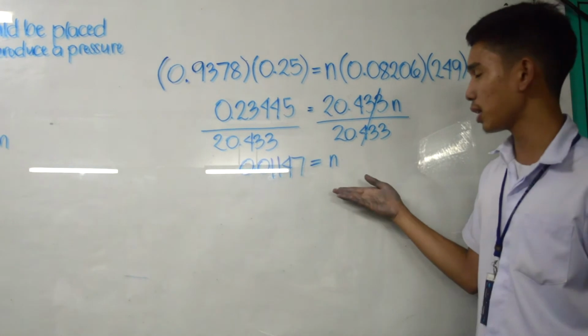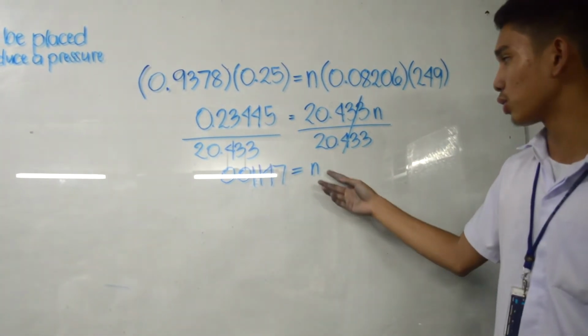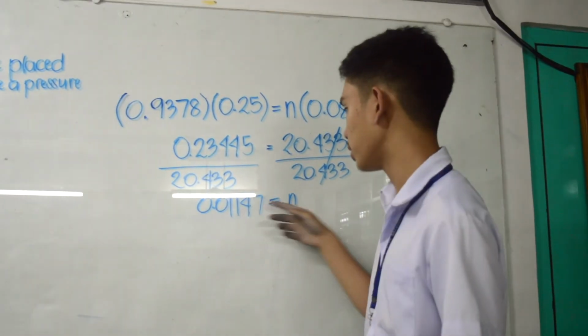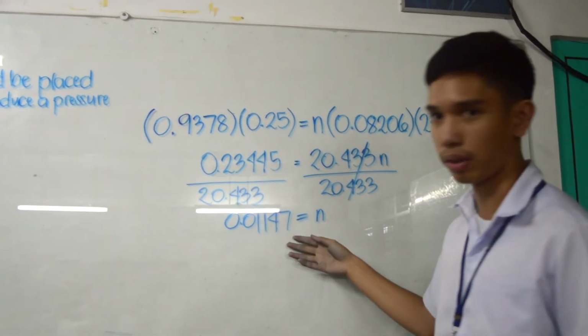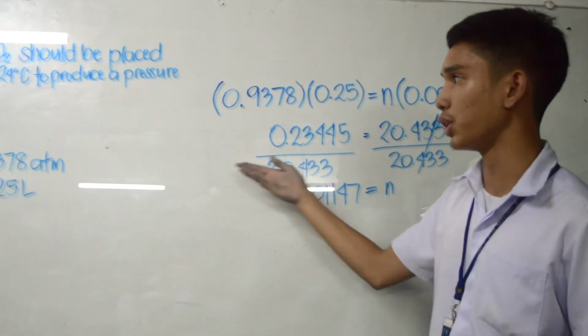And then the fifth step is we need to divide both sides to get the value of N. So the final answer, which is the value of N, is 0.01147. But this is not what is asked. What is asked is the grams of CO2.